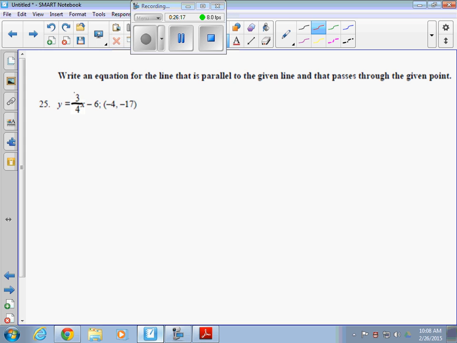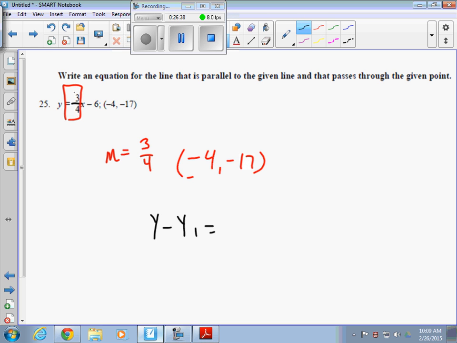And 25 says write an equation that's parallel that passes through the given point. If it's parallel, it has the exact same m value. So the m value is going to be 3/4. It passes through the point negative 4, negative 17. So you're given a slope and a point, so we're going to use point slope form. Y minus y sub 1 is equal to m times x minus x sub 1.